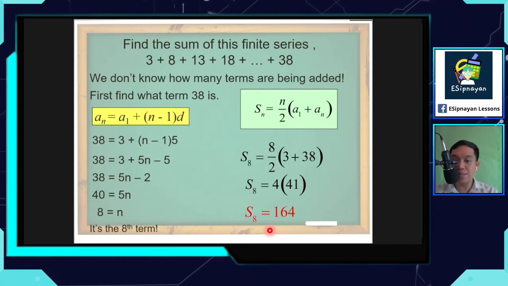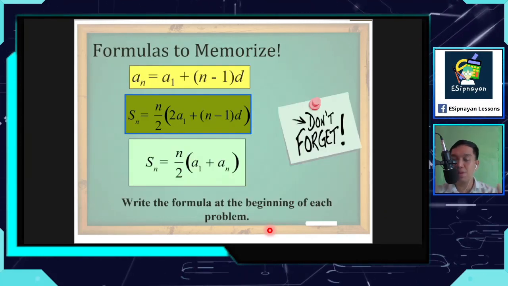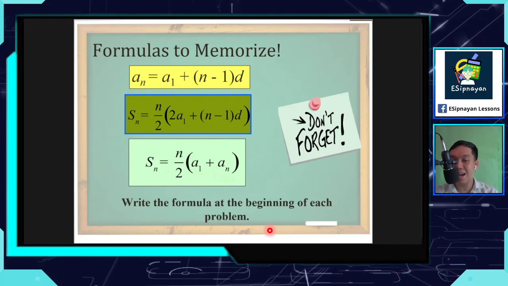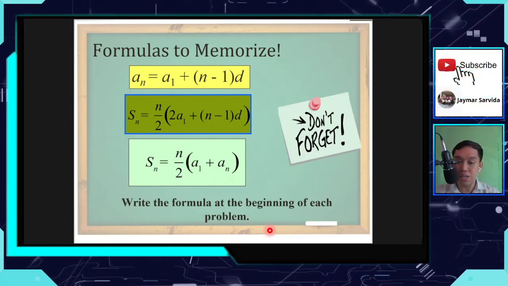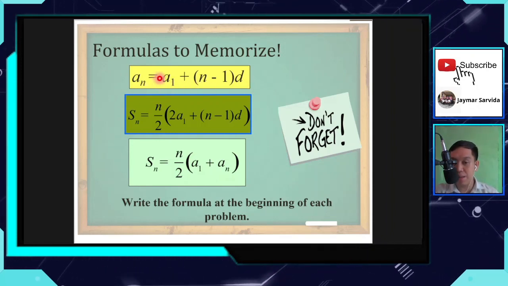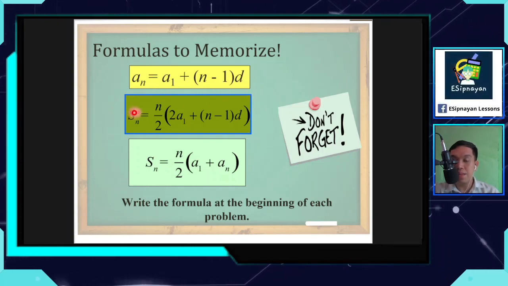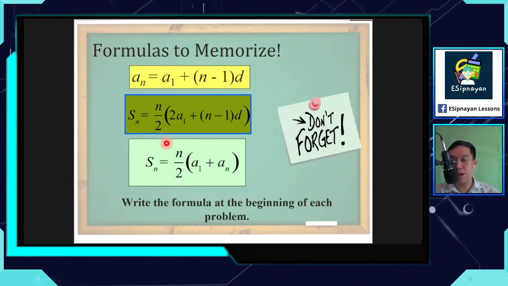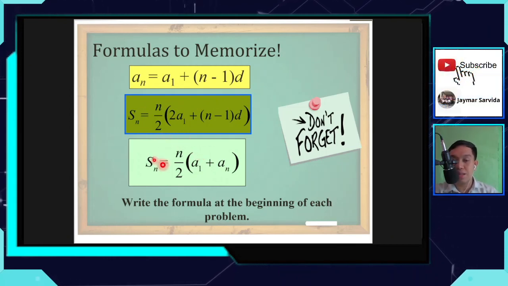So, write formulas to memorize. Ito yung ating formula na lagi nating tatandaan sa arithmetic sequence natin, ha? So, yung ating general rule, to find the nth term, we have a sub n equals a sub 1 plus quantity of n minus 1 times d. Then, yung formula to find the sum of the finite arithmetic sequence. Okay? So, ito yung ating dalawang formula.